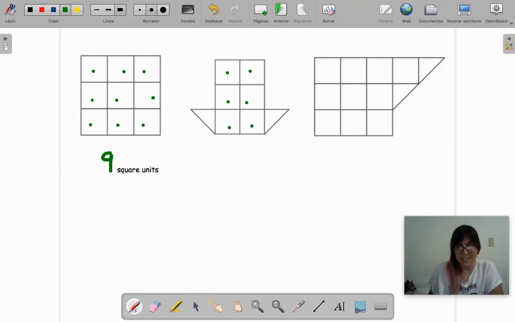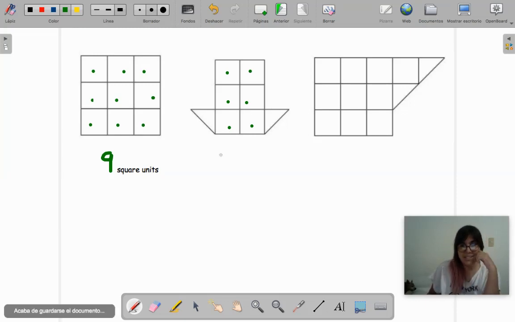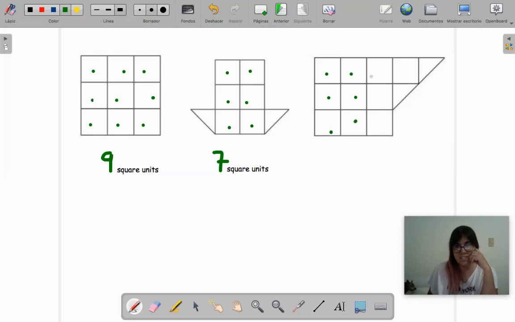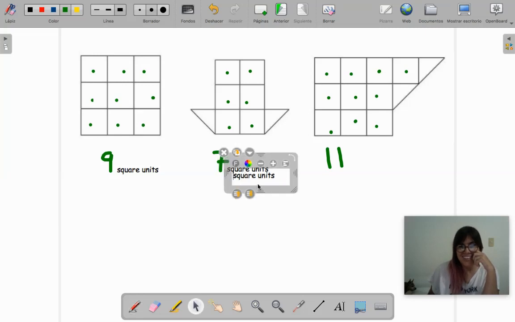Okay? The next. 1, 2, 3, 4, 5, 6. And what we learned in the exercise before. This is half of a square plus other half of a square. That's 1. So 1 and the other 6 is 7 square units. Very good, boys. And the last one. 1, 2, 3, 4, 5, 6, 7, 8, 9, 10. And we have 2 halves, that makes 1. So we have 10 and one more. 11 square units.